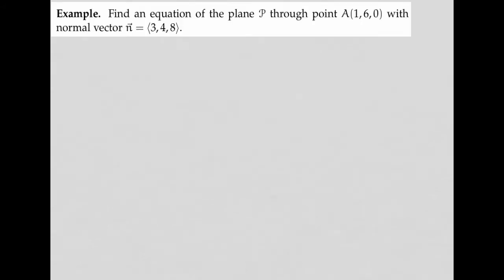Let's start with a simple example. Find an equation of the plane P through the point A with coordinates (1, 6, 0) with normal vector n whose components are (3, 4, 8). This is a simple example because we are given exactly what we need to write an equation of the plane P.